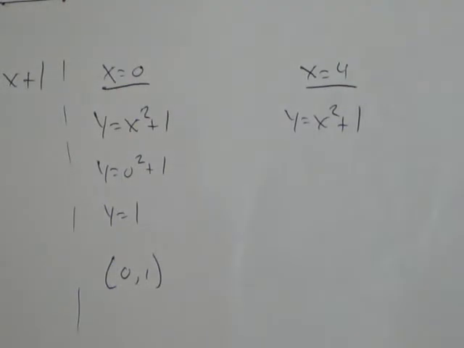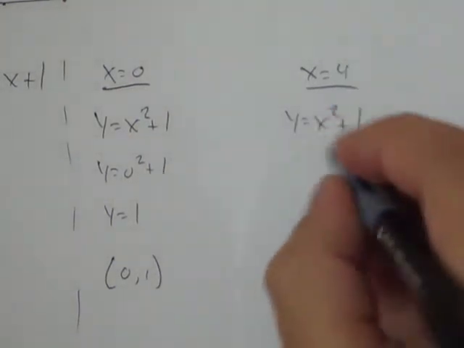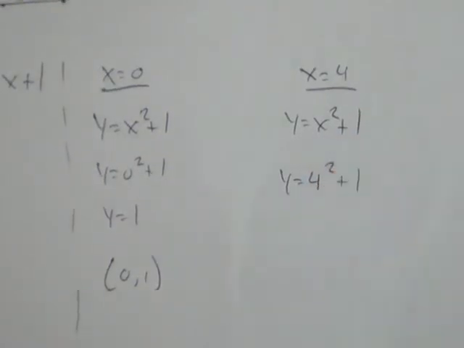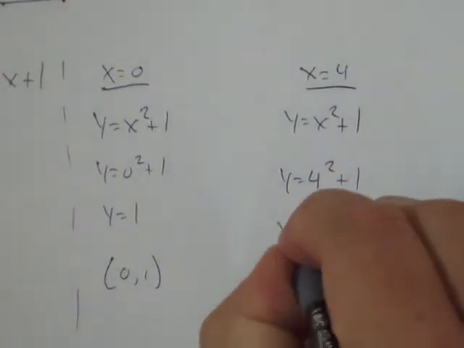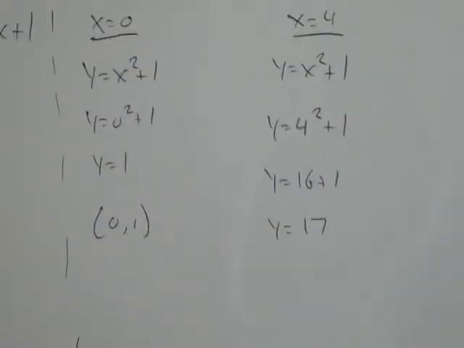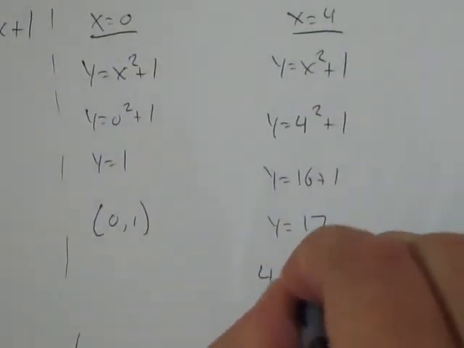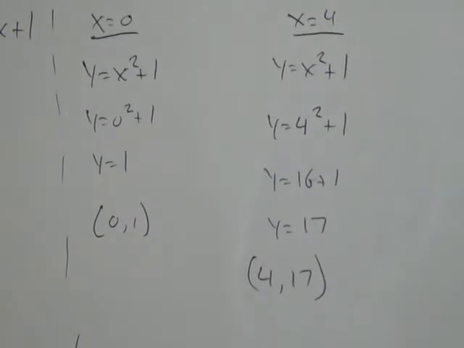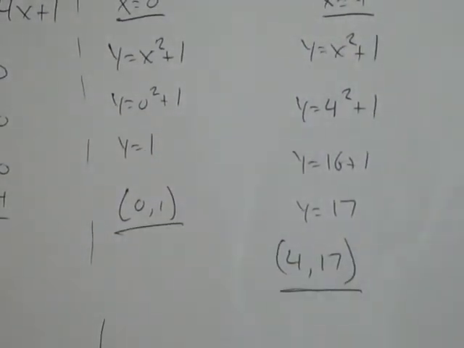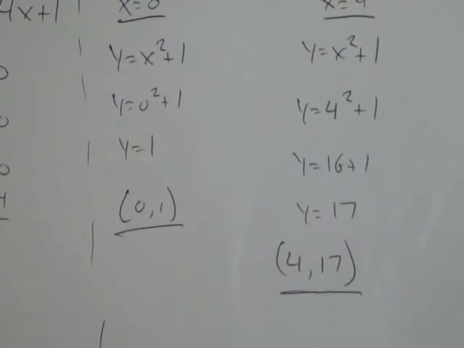And then now I'm going to plug in 4 here, so y equals 4 squared plus 1. So y equals 16 plus 1, so y equals 17. So here we have the point 4, 17. And so those are our two solutions right there. That's a point, that's a point. So the point 0, 1 and the point 4, 17. And that's how that works. And then now let's go ahead and look at number 10.